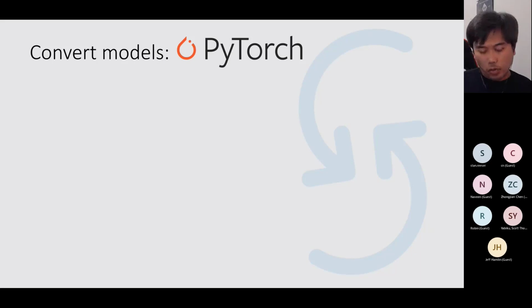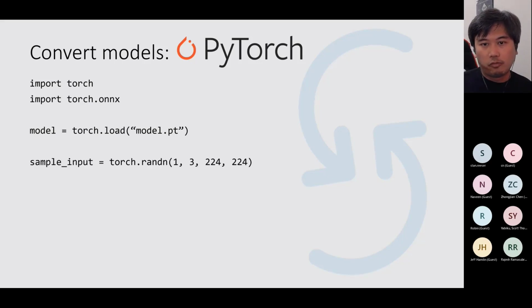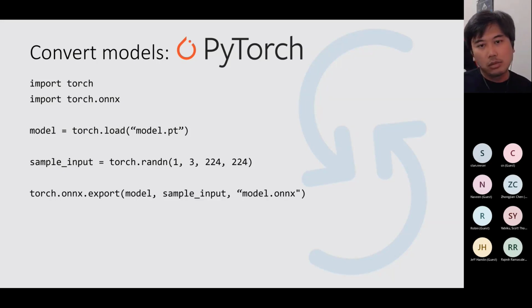So, converting a model from PyTorch. You would typically import torch.onnx and then load, in this case, a PyTorch model. You figure out the sample input. In this case, it's 1 by 3 channels and 224 by 224 pixels for that image, and then you export it. Using torch.onnx.export, you pass in the model and the sample input, and it'll give you the ONNX model.